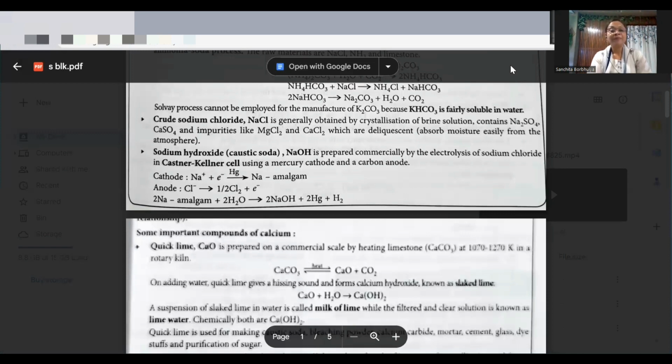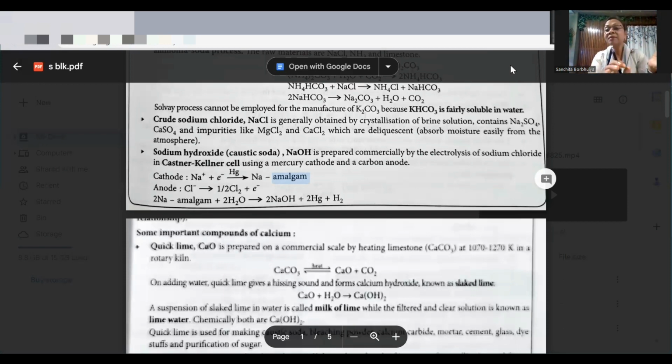Going on to the next important compound of sodium, which is sodium hydroxide, which is commercially prepared by the electrolysis of brine, sodium chloride, using a Castner-Kellner cell, using a mercury cathode and a carbon anode. So at the cathode, the sodium ion picks up the electron. Of course, it is amalgamated, otherwise sodium is very reactive. So it will give you sodium amalgam. Sodium amalgam means sodium is mixed with mercury. So you get sodium amalgam, and then at the anode, the Cl minus gets converted to chlorine gas, liberating electrons.